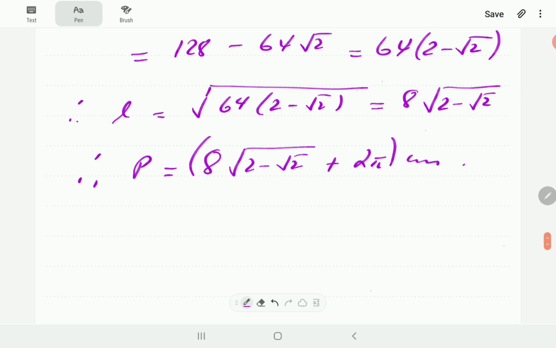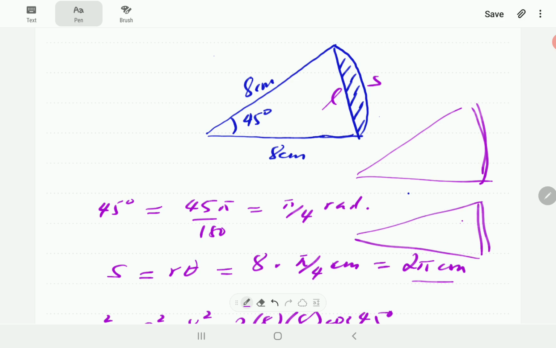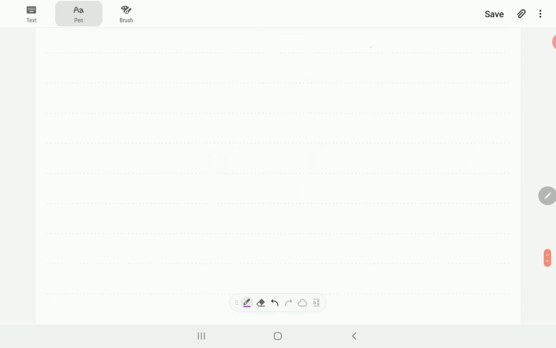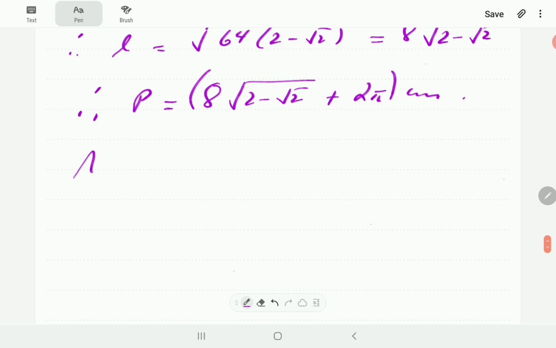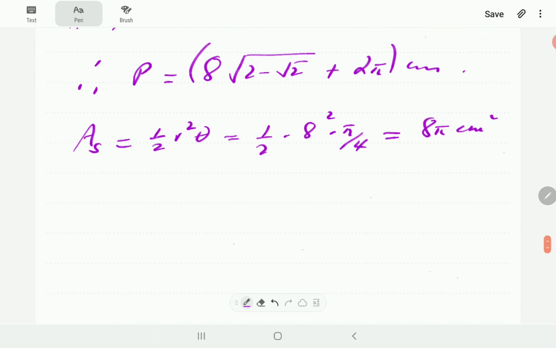Right, and then the area. For the area, we're going to have to find the area of the sector first. Then we're going to have to find the area of the triangle. Then we subtract one area from the other to find the shaded one. So the sector, let's call that A_S, is just 1/2 r squared theta. So 1/2, r is 8, theta is pi over 4. So this is just 8 pi centimeters squared, because there is 8 in the denominator and 2 of them in the numerator.